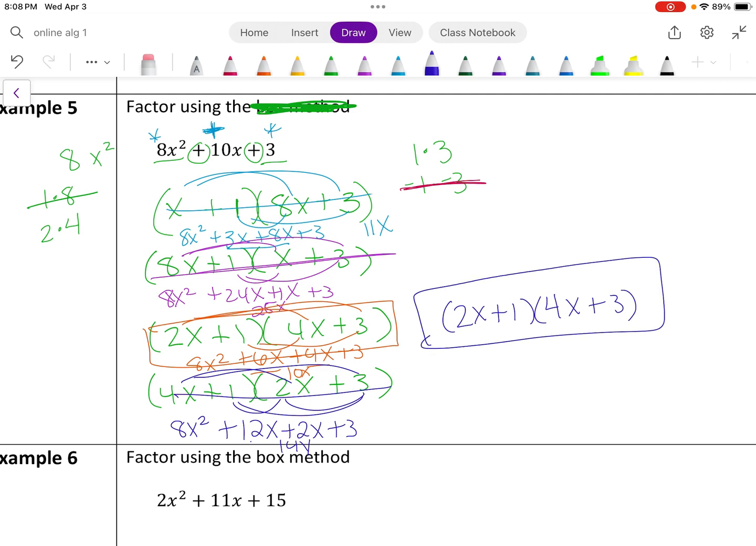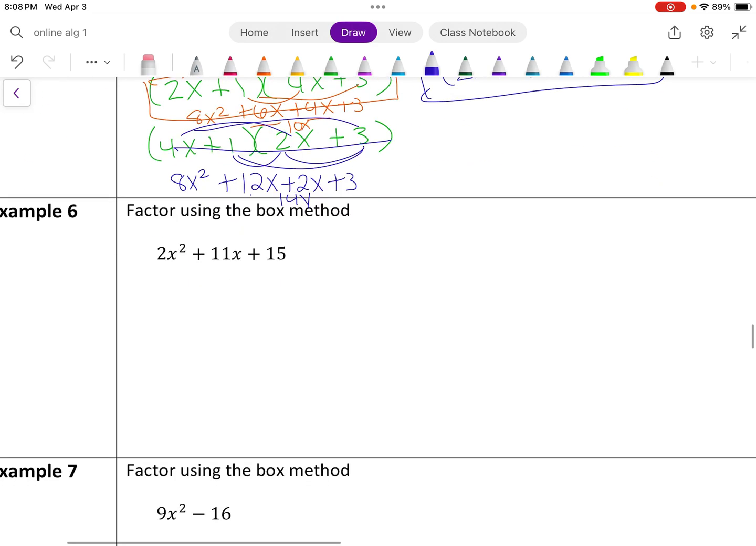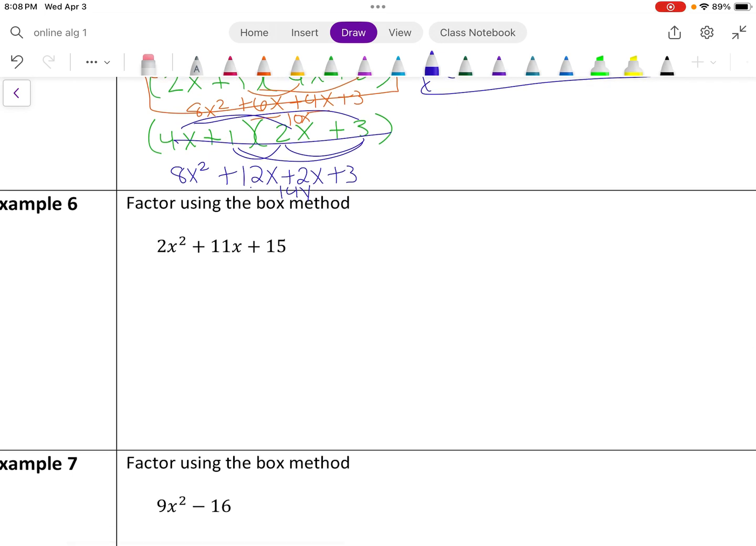There's our factored form. So there's a lot of different possibilities, and the way you factor is just working through them all. And the more you practice, the easier it will get. Let's do a couple more here. So factoring this trinomial, 2x squared plus 11x plus 15.